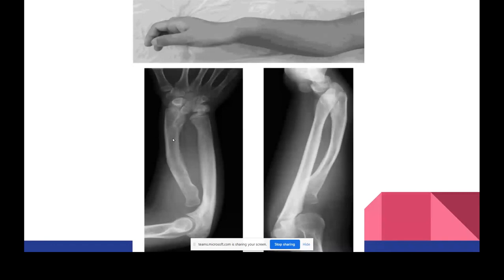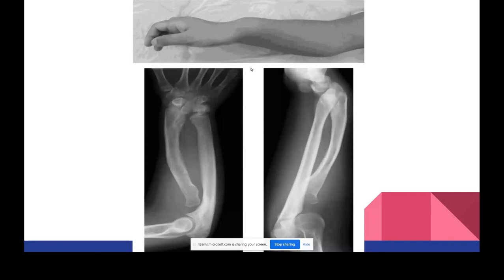So they have a dislocation or a subluxation of the distal radioulnar joint, and they have an increased interosseous space here, and the radius is shorter than the ulna. So ultimately, their hand is like this, and they have a little bit of an ulnar deviation and some deformity at the wrist. So this is what you call the Madelung deformity.